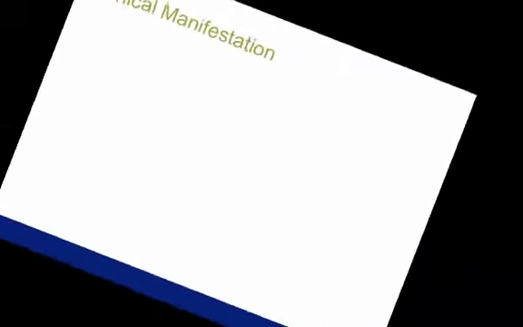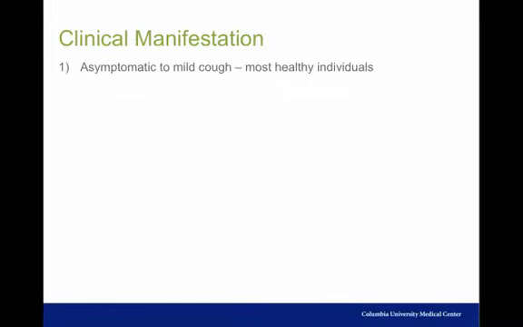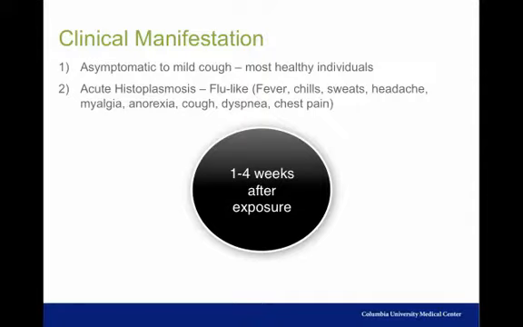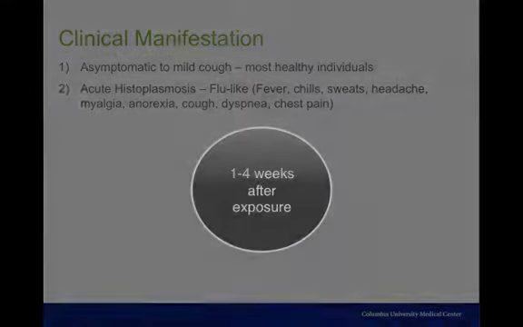The clinical spectrum of presentations of histoplasmosis follow four basic paths. The first is asymptomatic, or perhaps a mild cough. Acute histoplasmosis is a description for people that suffer a flu-like illness. This occurs 1 to 4 weeks after the initial exposure.